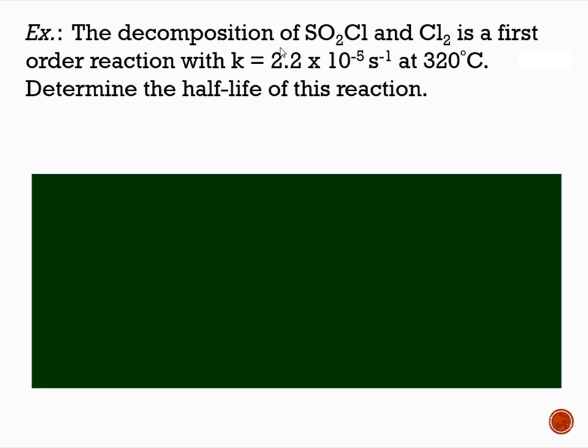So here's a question. The decomposition of SO2Cl2 into SO2 and chlorine gas is a first order reaction with this k value at 320 Celsius. Temperature is not important for the process, although people ask. It is a fact, and it does describe this k, but it isn't part of the equation. Determine the half-life. When we know k, half-life is a short step. It's simply plugging into the half-life equation, 0.693.